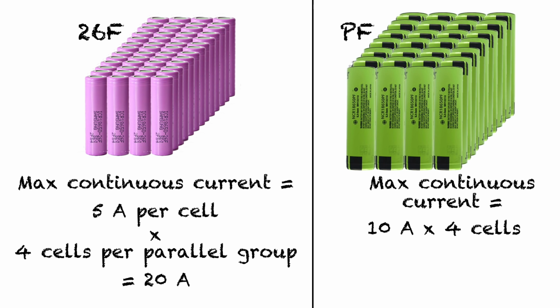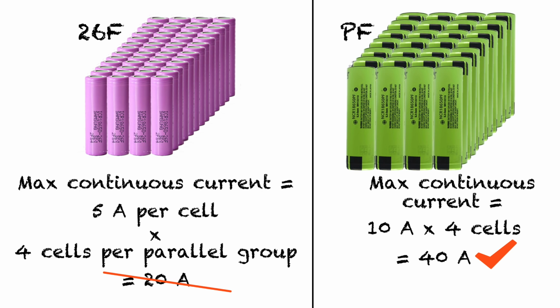Not good. But let's look at our PF pack. These cells are rated for 10 amps each, giving us a maximum continuous current rating for the entire pack of 40 amps, which is well over our 26 amp load. That gives us a nice safety factor. So in this example, we've seen that a 26F cell actually won't have enough power for a 48 volt 10 amp hour battery configuration for the load we wanted it to power, the 26 amps. The PF cell pack, however, will definitely be able to provide enough power, though at a somewhat higher cost.